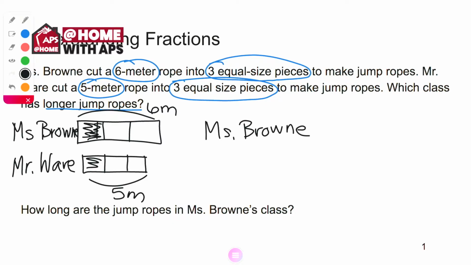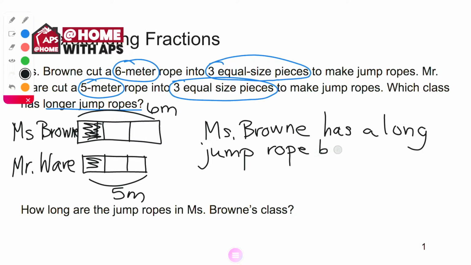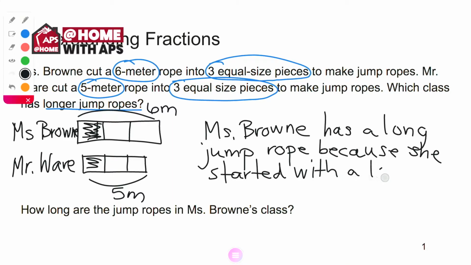Ms. Brown has a longer jump rope because she started with a longer rope. Okay. Oop, I need a period on my sentence. There we go. So we have that.